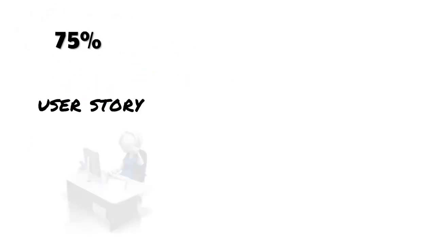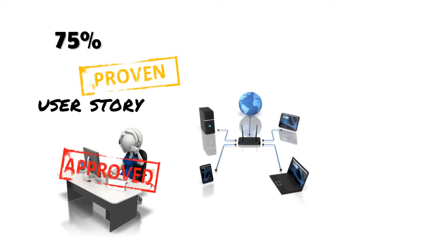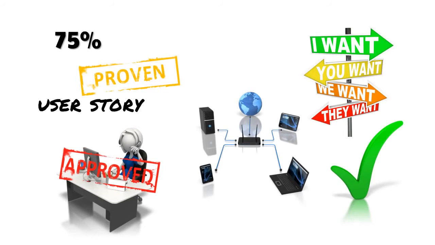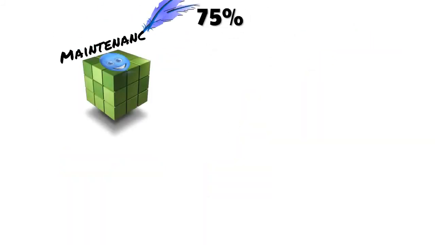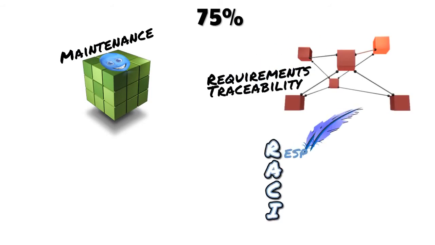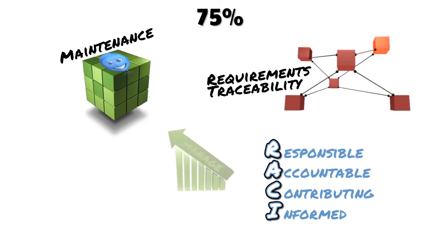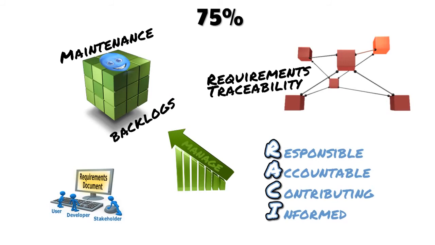75% do user story and end-user acceptance testing to ensure that the delivered IT components meet the business needs. 75% use backlog maintenance procedures, traceability matrices, RACI, or Responsible, Accountable, Contributing, and Informed matrices, to manage product and iteration backlogs and other forms of requirements.